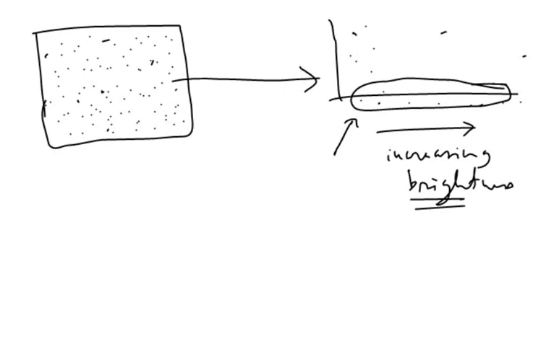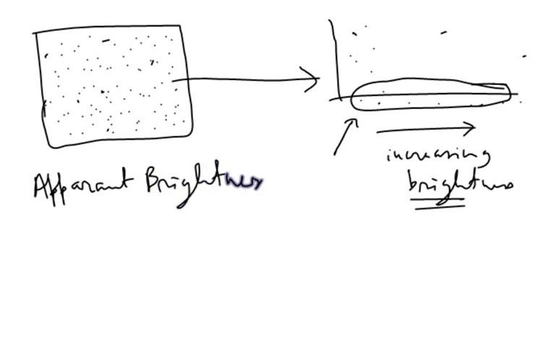Now, regarding the quantification, the first thing which comes to mind is apparent brightness. Now, apparent brightness of a star is defined in terms of apparent magnitude of a star. Okay, so we will be basically using a scale which will be a measure of this brightness.